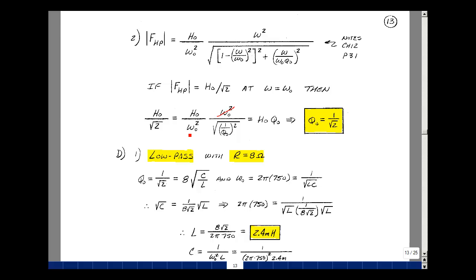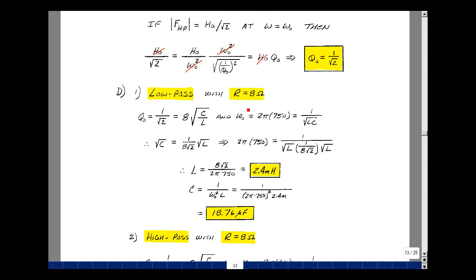This cancels with this. The square root cancels the square, and I just have H naught times Q naught. So now I can solve for Q naught. These are going to cancel here. Q naught is equal to 1 over the square root of 2. Assuming our speaker can be thought of just as 8 ohms, then we can go back to our equation for Q naught, which is 1 over the square root of 2, and that was equal to R times the square root of C over L, where now R is 8 ohms.